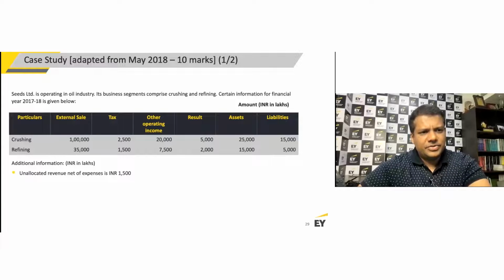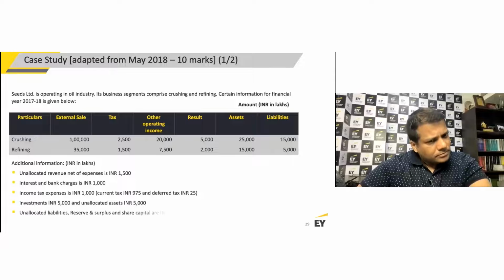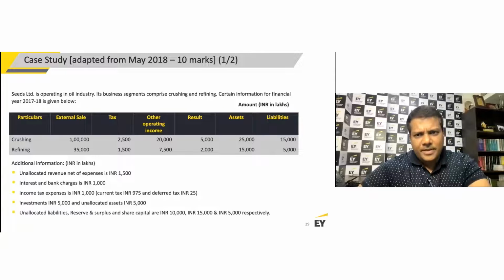Unallocated revenues, net of expenses is INR 1,500. Interest and bank charges is INR 1,000. Income tax expense is INR 1,000. Investment INR 5,000 and unallocated assets is INR 5,000. Unallocated liabilities, reserves and surplus, and share capital are INR 10,000, 15,000, and 5,000.